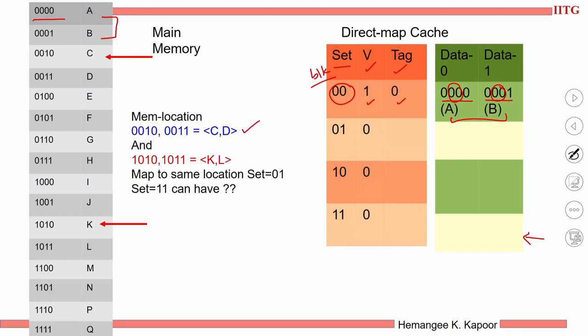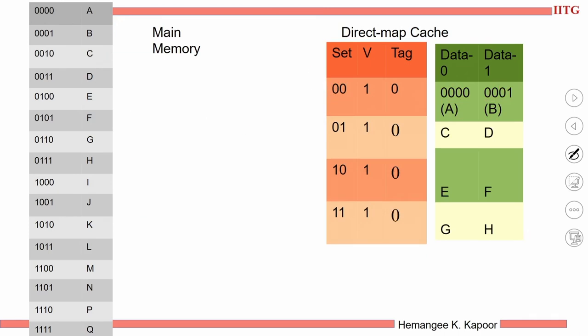So you can try it for yourself. When I go and read C, the D also comes with it. So you can pause the video and try to fill this cache. And later also try to fill K and L. Okay, so you try to solve this and at the end your cache will look something like this. All right, so we have filled consecutive locations.